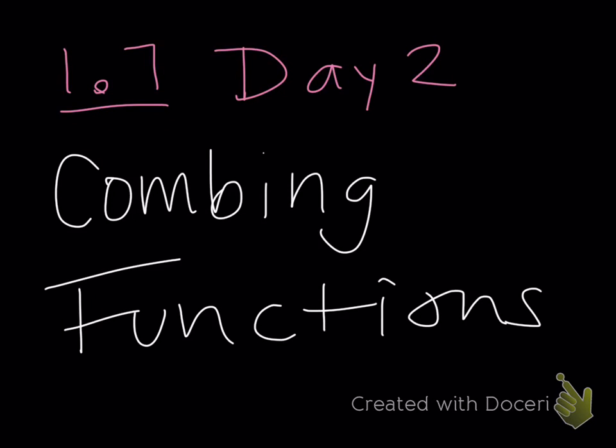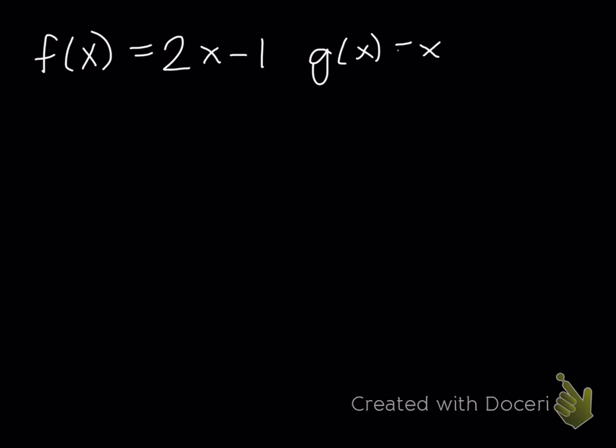Today we're doing section 1.7, day 2, and we're going to focus on combining functions by adding, subtracting, multiplying, and dividing. So for our first example, you're going to be given two functions. That is f of x is equal to 2x minus 1, and g of x is equal to x squared plus x minus 2.